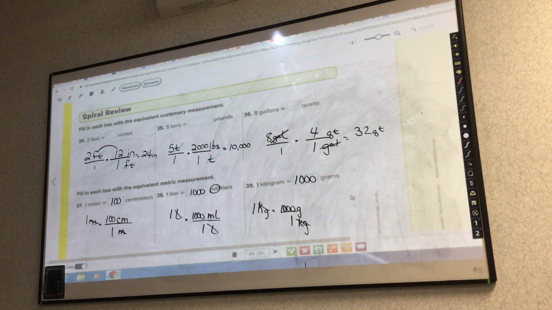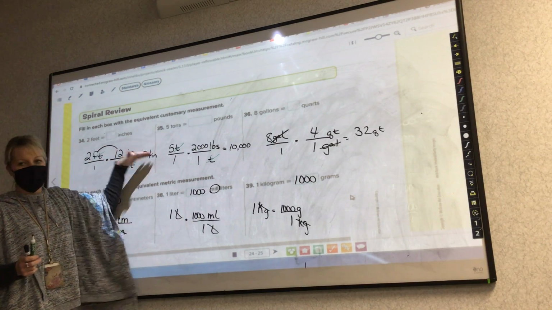Now, we're moving on to converting unit rates. This is what's going to help you for the next lesson.